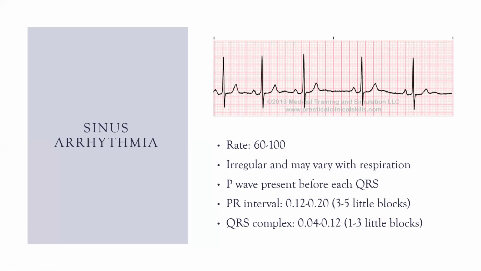Okay, it is irregular. So you can see here the very first couple of complexes. There's 1, 2, 3, 4, 5, about 5 blocks in between them, and then it extends out. It's much further here, and probably further here. Now, the interesting thing about sinus arrhythmia, it is not bad, okay? It is not bad, nor should it be taught that it is a bad rhythm.